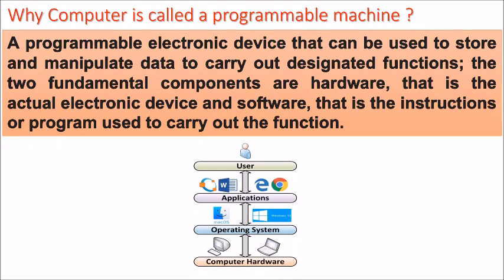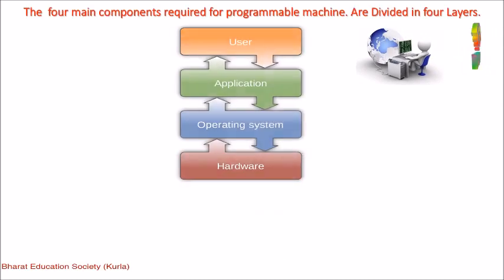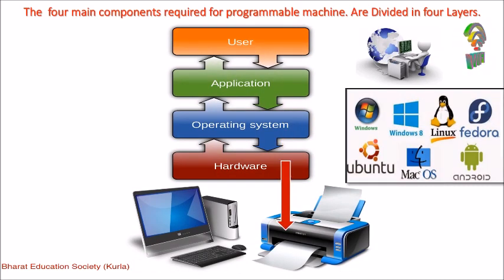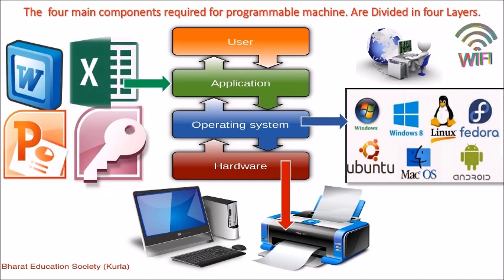Now here I will explain why a computer is called a programmable machine. A programmable electronic device that can be used to store and manipulate data to carry out designated functions. The two fundamental components are hardware, that is the actual electronic device, and software, that is the instruction or program used to carry out the function. The four main components required for a programmable machine are divided in four layers: hardware, operating system, application and user.